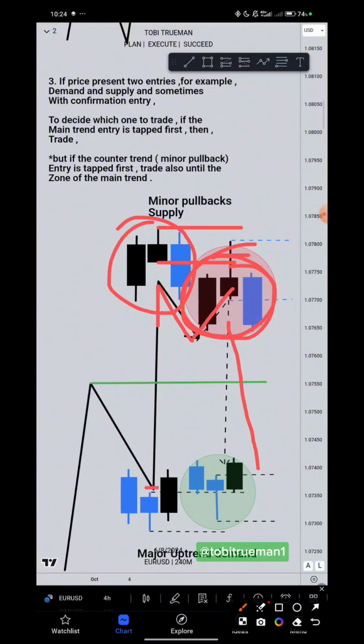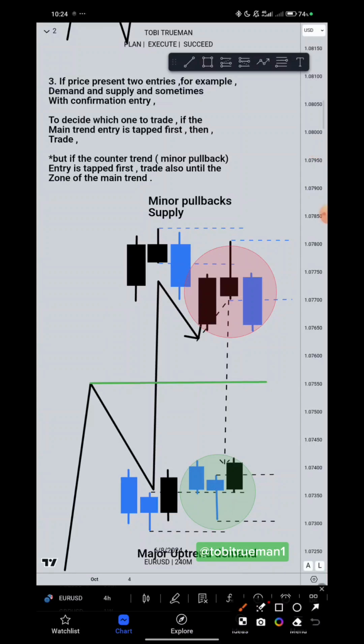To this major uptrend demand zone. So we are going to sell the minor until the major pullback, until the major zone. Hope you understand it. Because when price comes to this major zone, it can give us our confirmation entry too. That is what I'm talking about.